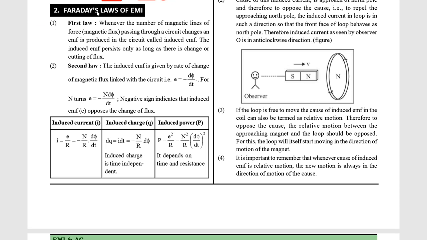Let us now discuss the Faraday law of EMI. So you can see here, this one is the Faraday law.